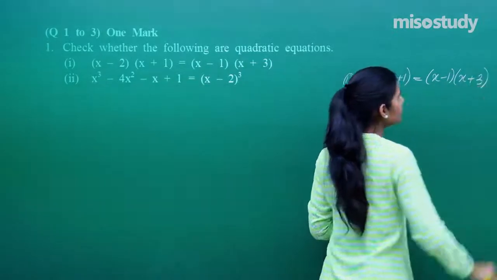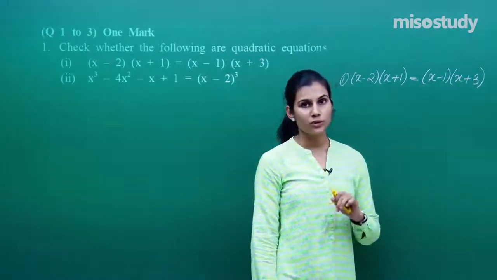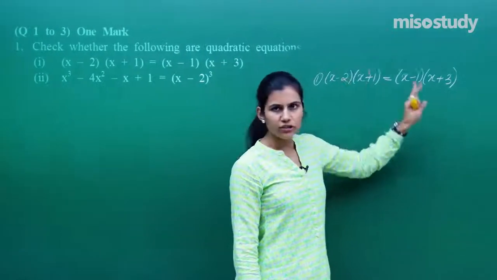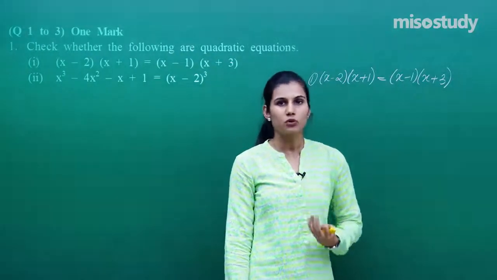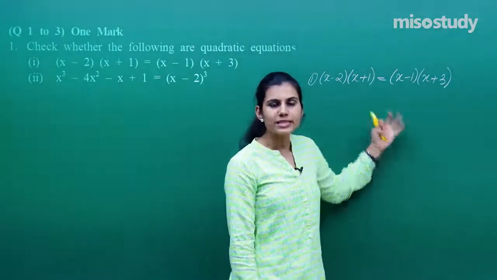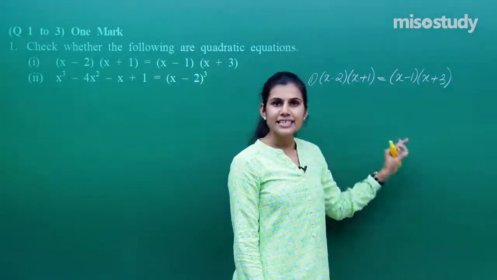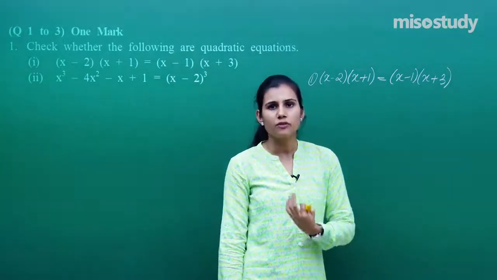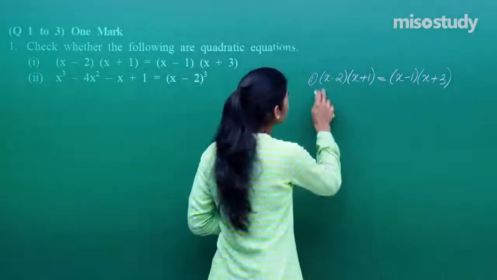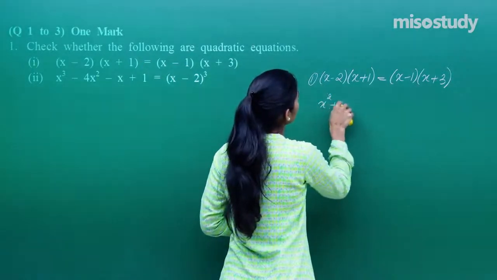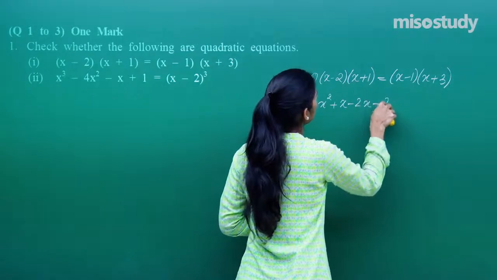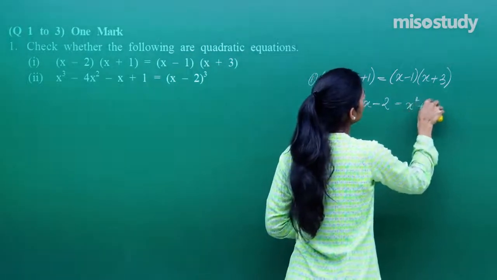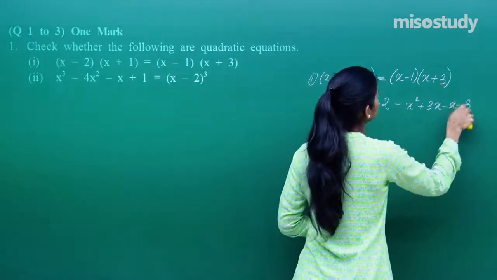See, a quadratic equation looks like ax square plus bx plus c equals 0 where a is not equal to 0. Right now, at first look, this equation is not resembling a quadratic equation. So we need to simplify it and see if, in its most simplified form, it resembles a quadratic equation's general format or not. So let's begin. x into x, x square plus x minus 2x minus 2, which is x square minus x minus 2, is same as x square plus 3x minus 3.